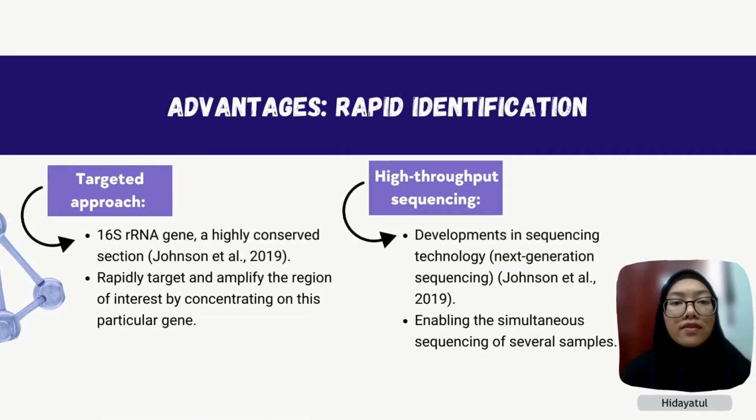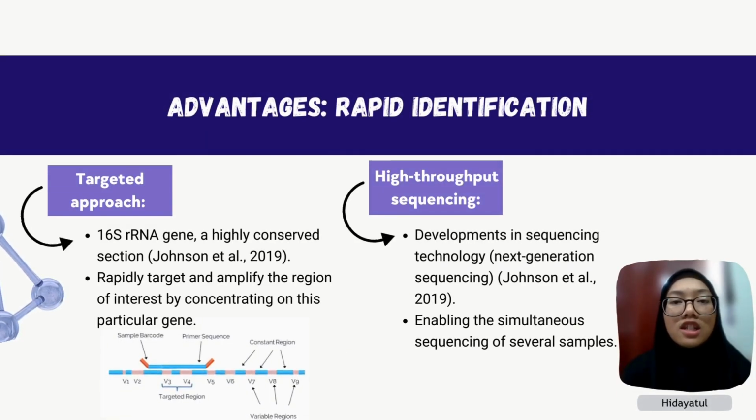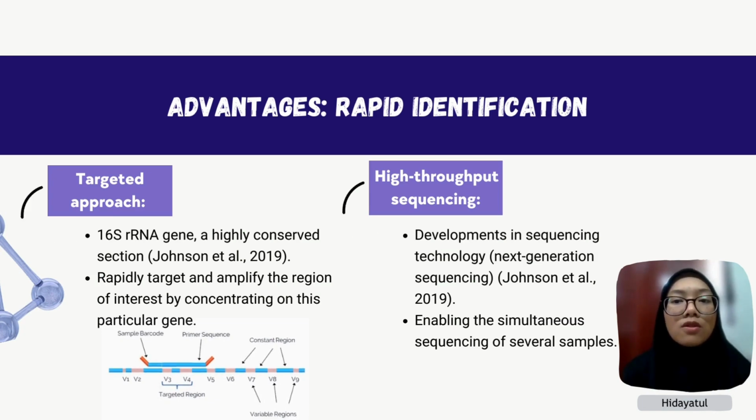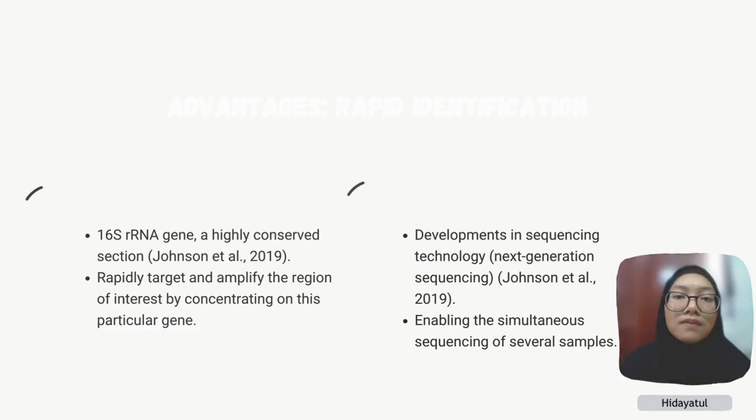Bacteria have a highly conserved section called the 16S rRNA gene, which has various areas that can be used to identify species. Researchers can rapidly target and amplify the region of interest by concentrating on this particular gene, which cuts down on the amount of time needed for the study. 16S rRNA gene sequencing has become much faster and more accurate thanks to developments in sequencing technology, that is, next-generation sequencing.